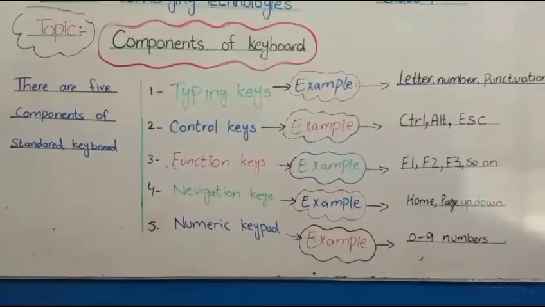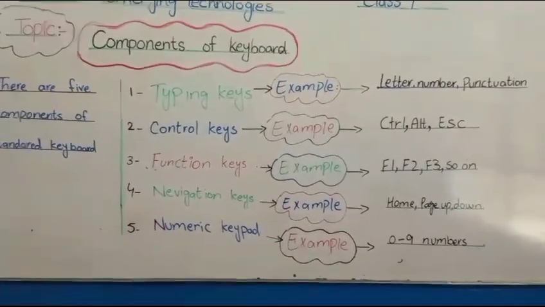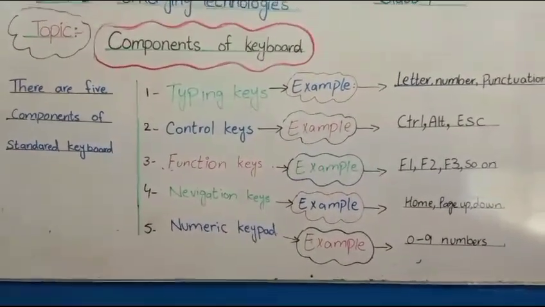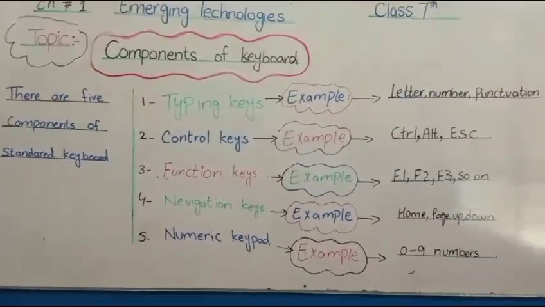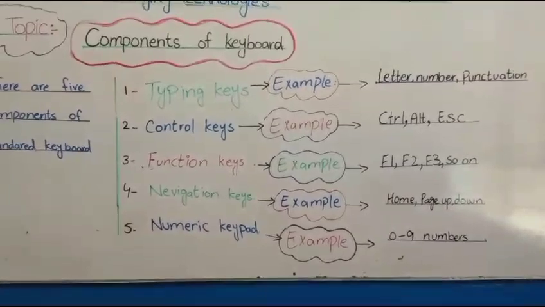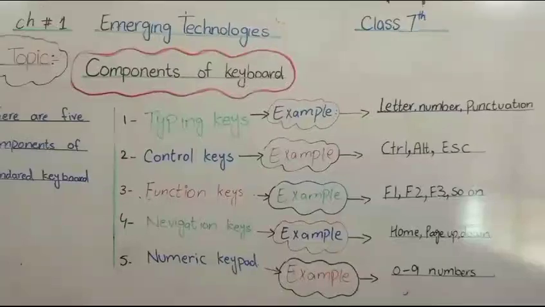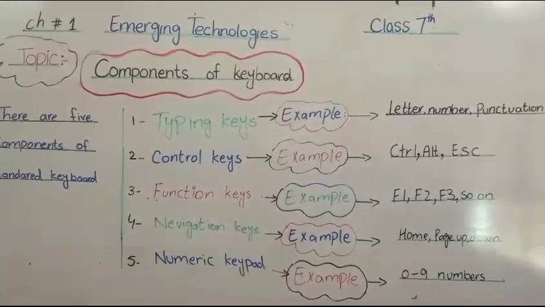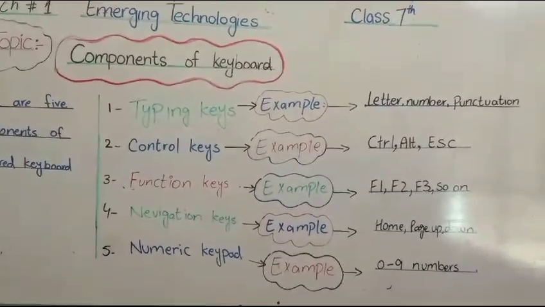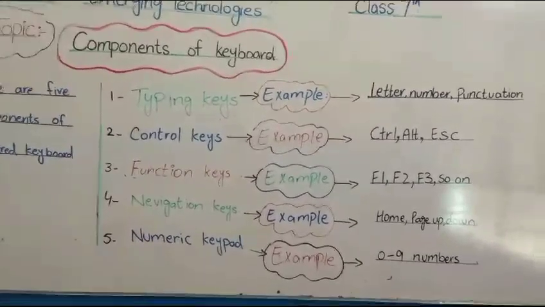There are 5 components of a standard keyboard. First component is typing keys, second is control keys, third is function keys, fourth is navigation keys, and fifth is the numeric keypad. So students, we will discuss them one by one. Firstly, we discuss typing keys. These keys include letter, number, punctuation and symbol keys. In the keyboard where you find these keys, letters, numbers and punctuation, you call those keys typing keys.